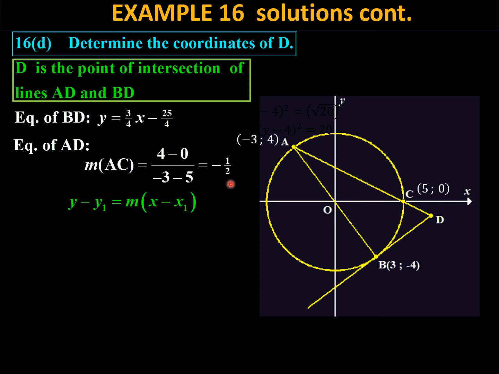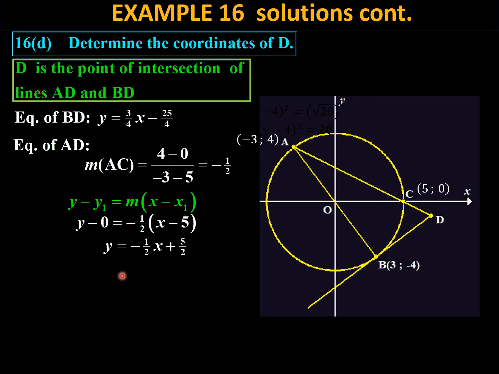Now I want the equation. So there's the equation. I can substitute my gradient in, which is -1/2, and I can use either point A or point C. But which one is the easier one to use? That's right, C is much easier, so rather substitute point C. It wouldn't have mattered, we'd have obtained exactly the same answer. And there I now have the equation of AD.